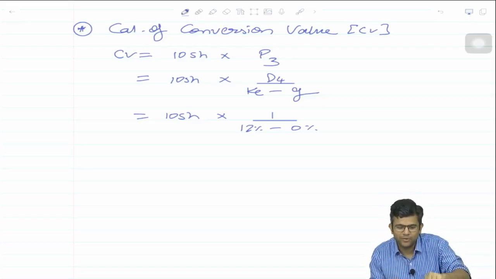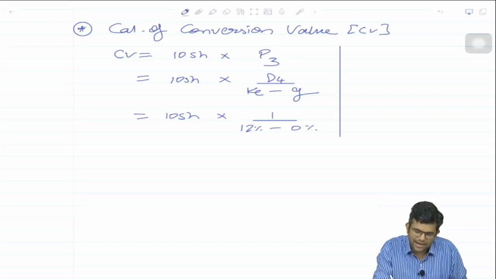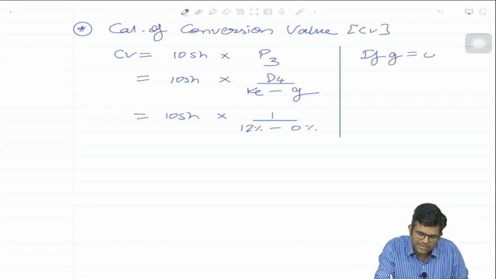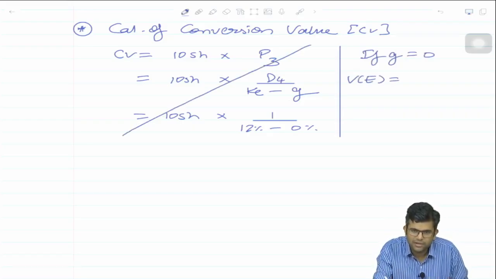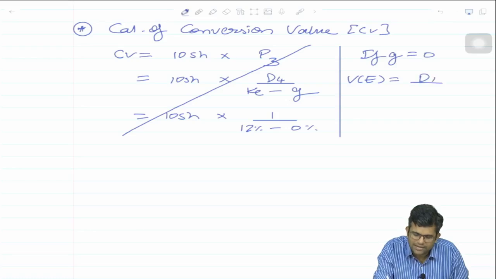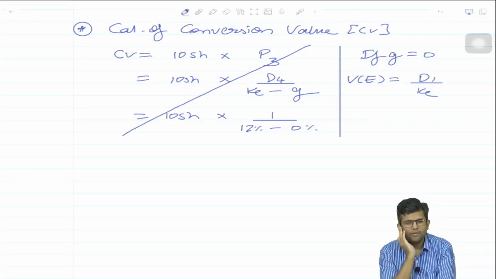At this point, I want to teach you something. Students, can I say that if G is 0, value of equity will be D1 upon KE. Come on, take your time. If G is constant, 0, the same derivation I taught you yesterday, I will apply, but the G will be 0. So then the minus G will not come, it is so simple. Everyone clear? Okay.